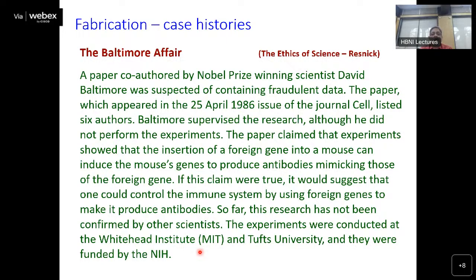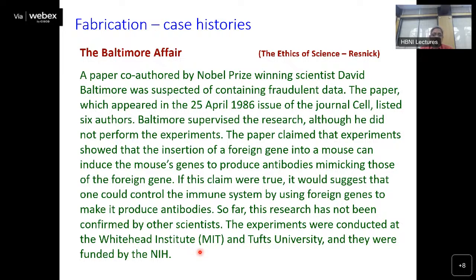Okay. So what was the claim in this paper? They claimed that experiments showed that the insertion of a foreign gene into a mouse can induce the mouse genes to produce antibodies mimicking those of the foreign genes. If this claim were true, it would suggest that one could control the immune system by using foreign genes to make it produce antibodies. So it's an excellent hypothesis. But so far, this particular research could not be confirmed by any other scientists.